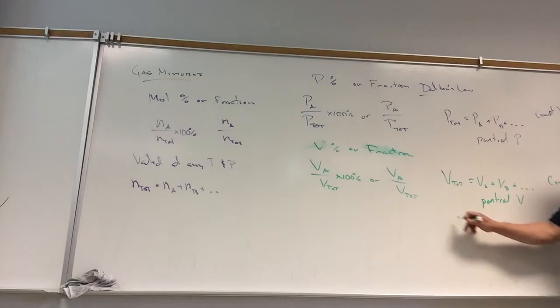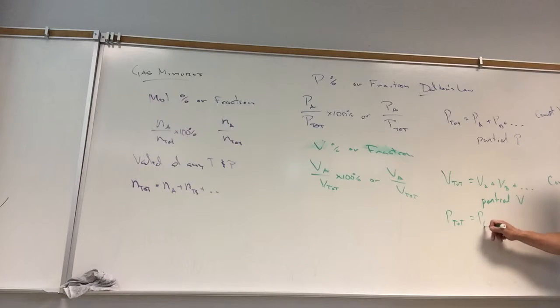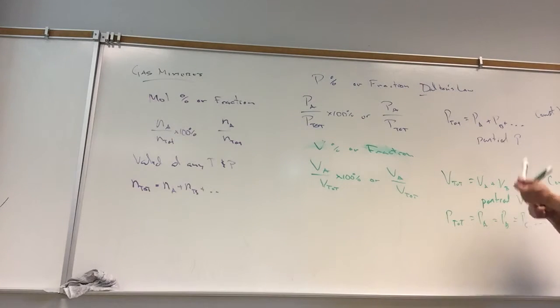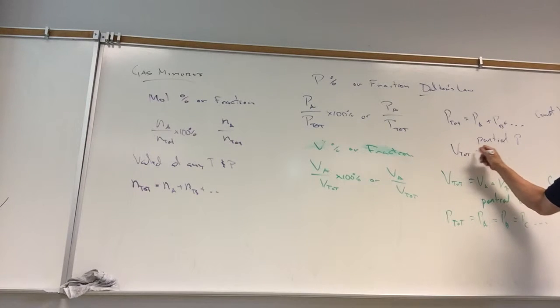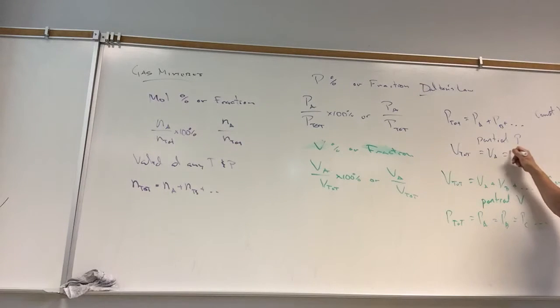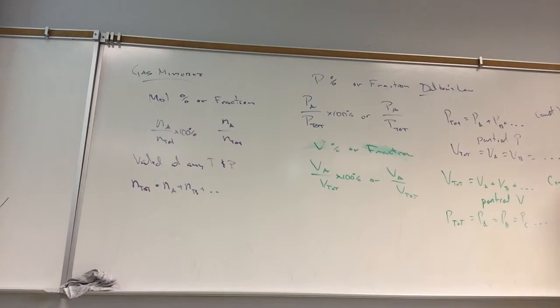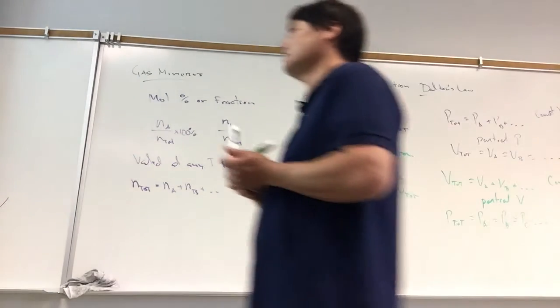And so we have this other equation, that is the pressure total is equal to the pressure of A, which is equal to the pressure of B, which is equal to the pressure of C dot dot dot, right? All the pressures are equal. Up here in Dalton's, all the volumes are equal. And so the volume total is equal to the volume of A, which is equal to the volume of B, which is equal to dot dot dot. And so this is the way we visualize gas mixtures.